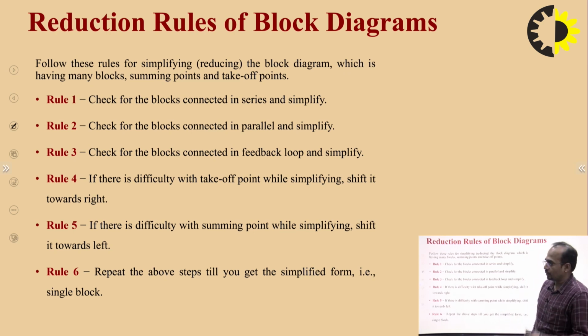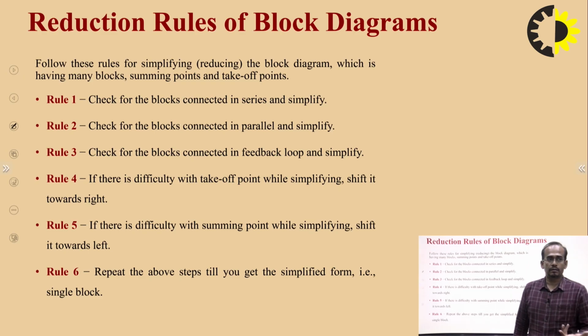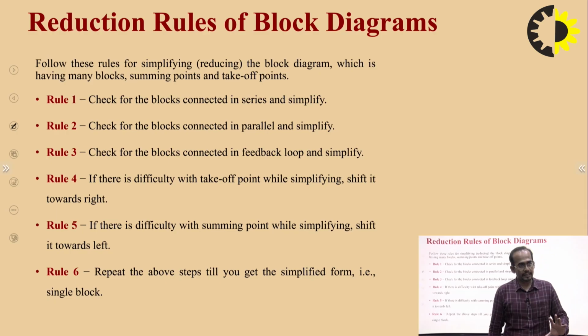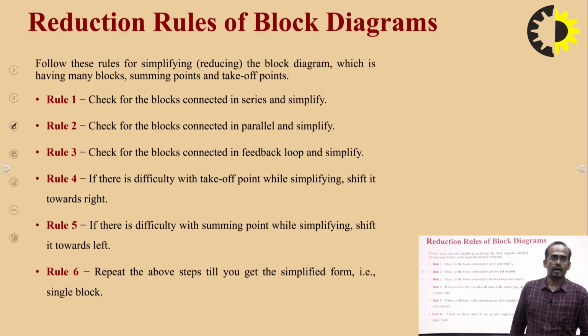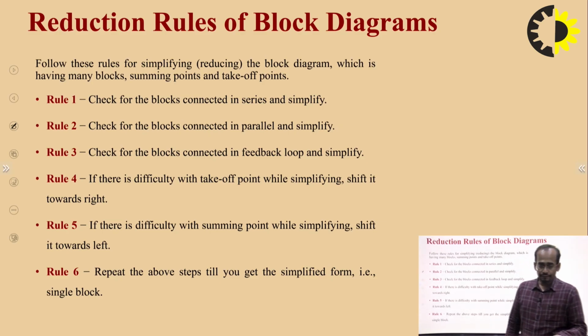Now coming to the rules for reduction of the block diagram. So the first rule is to check for the blocks connected in series and simplify them. After that you have to check the blocks connected in parallel and simplify. Rule 3 is to check the blocks connected in a feedback loop and simplify. If there is a difficulty with the takeoff point while simplifying, shift it towards the right.